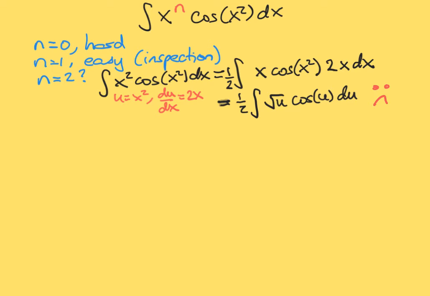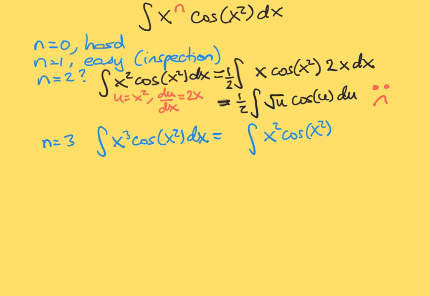So what about n is 3? Well, if n is 3, again, life is good, because for n is 3 we have the integral of x cubed times the cosine of x squared integrated with respect to x, and that's going to be the integral of x squared times the cosine of x squared. I'm going to peel off an x, integrate with respect to x. So all I've done is split off 1x from the x cubed and put it here. And I'm going to put in a factor of 2 there and a half here.